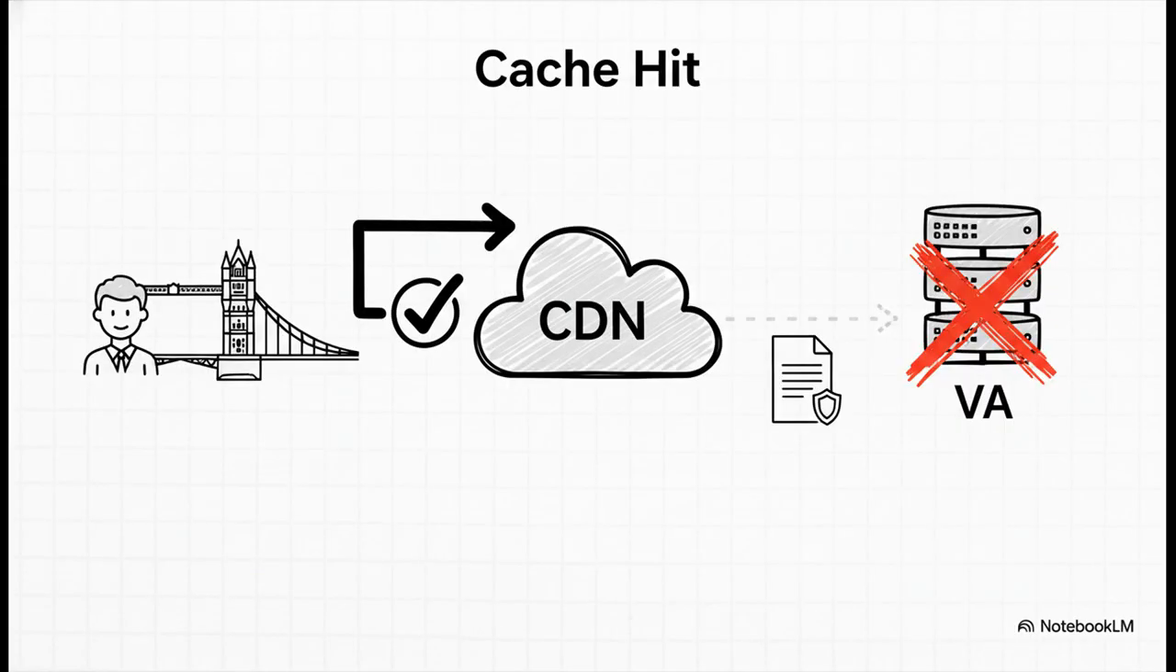So, here's the deal. When a user in London asks for a product image, the CDN is smart. It doesn't travel all the way across the ocean to Virginia. No way. It just serves up a copy it has stored locally, right there in London. We call that a cache hit. It makes the site blazing fast, but it creates our problem. Timothy's backend code never runs. And if the code never runs, those security headers are never added.